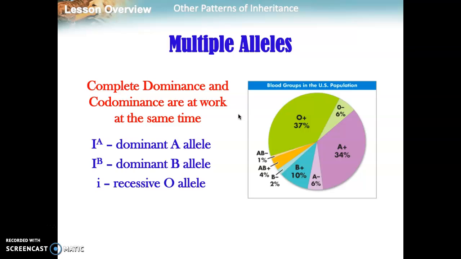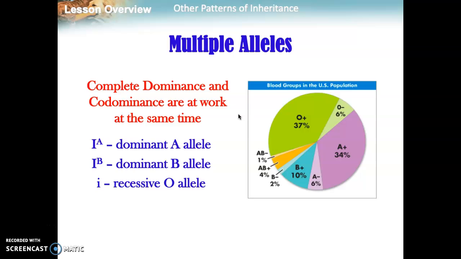The allele for type A blood is considered a dominant allele. The allele for type B blood is considered a dominant allele. So we have codominance at work. The allele for type O blood is recessive. Okay. Since we have that, we have complete dominance at work, and we have codominance at work.